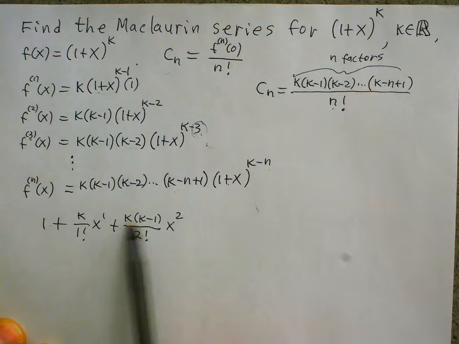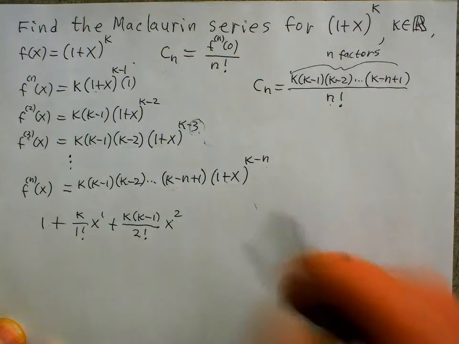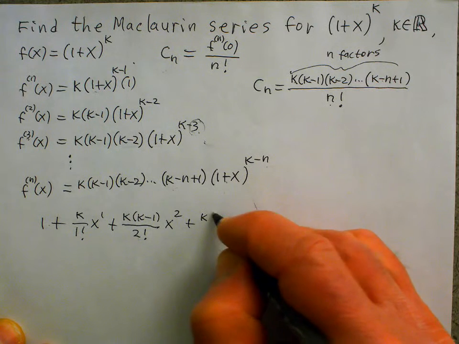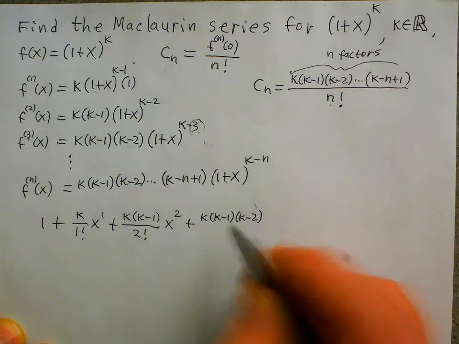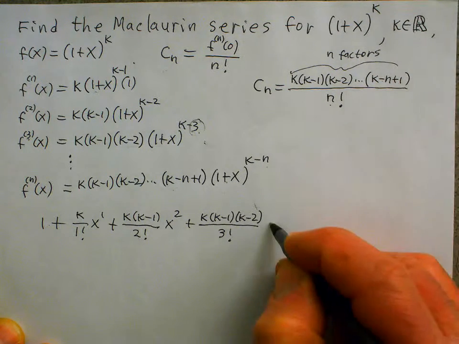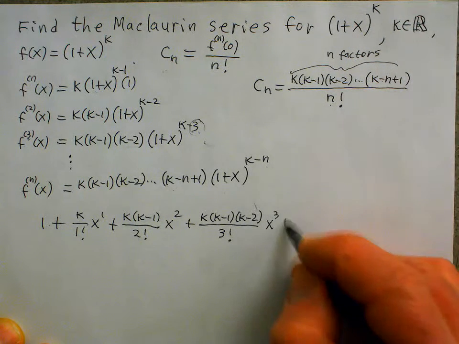So note that the number of factors in the numerator is the same as the number that we're taking the factorial of. And then the next one, k times k minus 1 times k minus 2 over 3 factorial times x to the third, and so on.